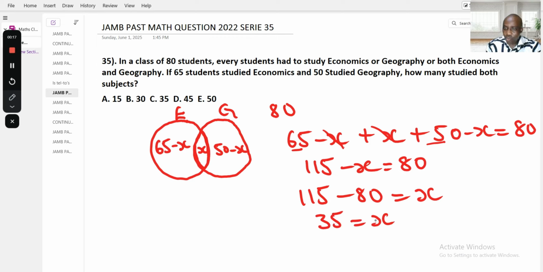35 equals X. Therefore, our final answer is what? Is 35. Now, if you want to confirm your answer to know whether everything is true, you just need to do what?